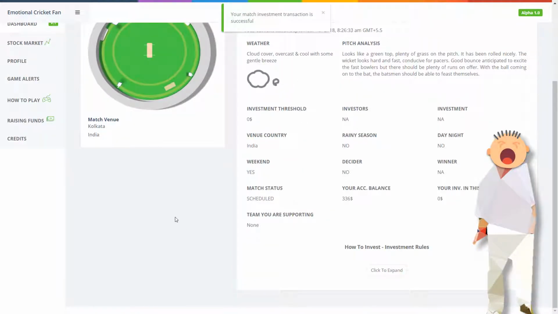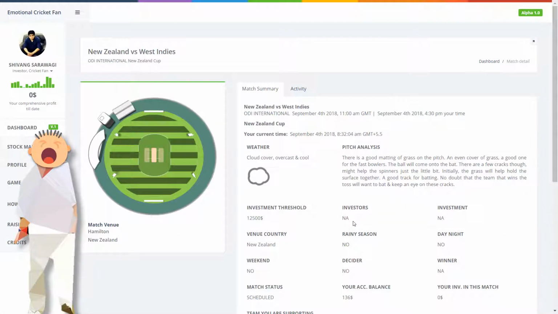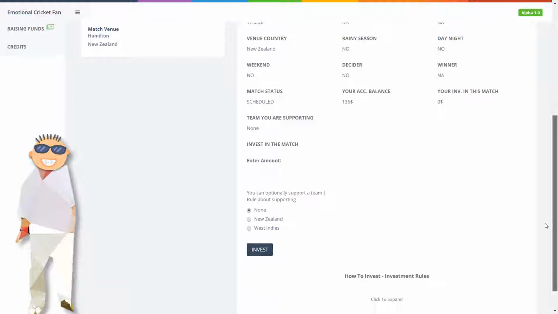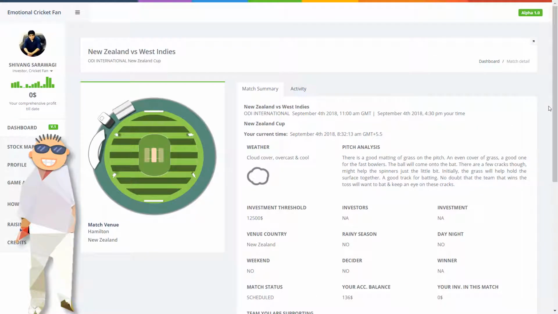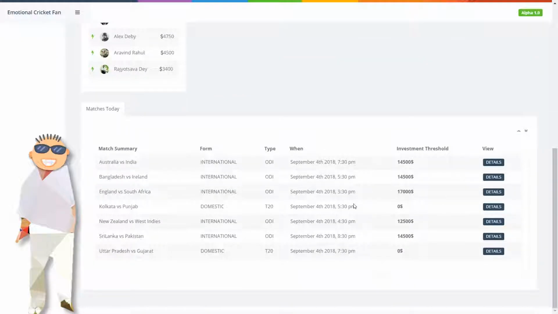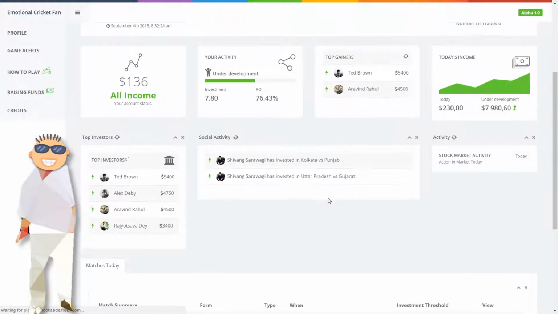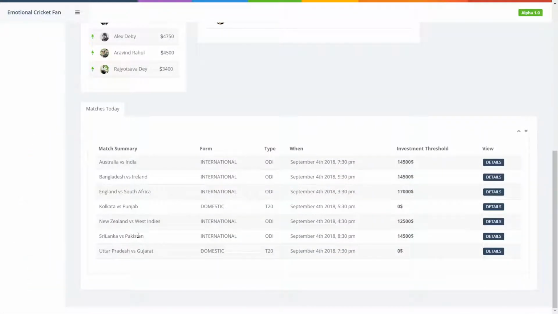Let's talk about the match investments. There are matches scheduled daily, both domestic and international, and users can invest in a match that they think will fetch them the maximum return on their investments. The user starts the game with $1,000 in his account. Each match has an investment threshold, that is a minimum amount to invest in a respective match. If you don't have that amount in your account, you cannot invest. Well, that's not a problem. You can always invest in domestic matches and work your way up. Domestic matches always have a zero investment threshold.